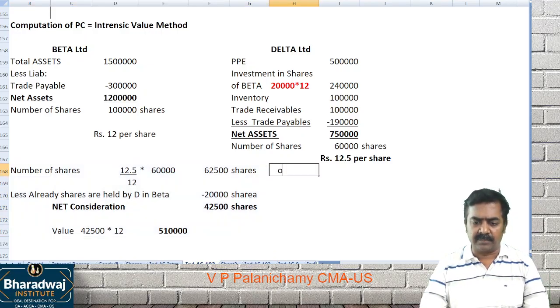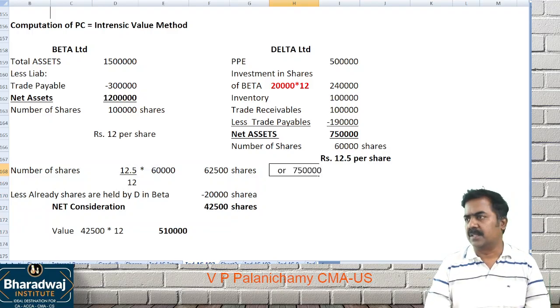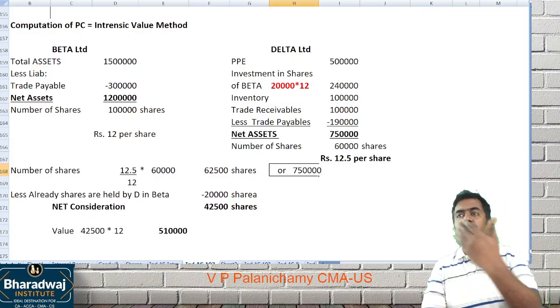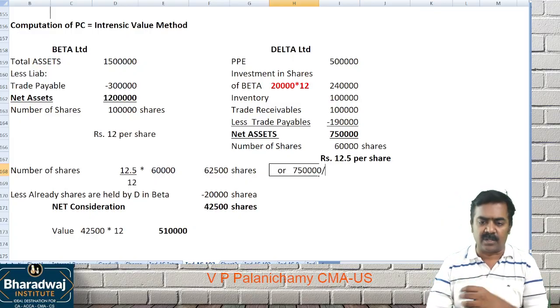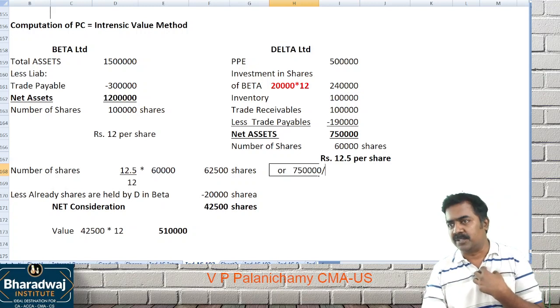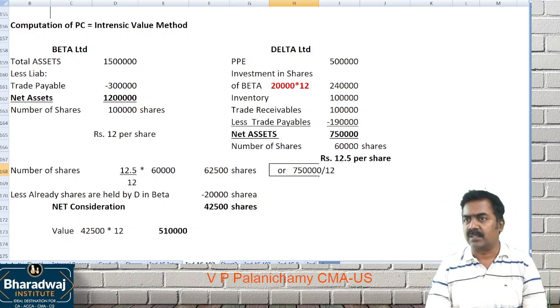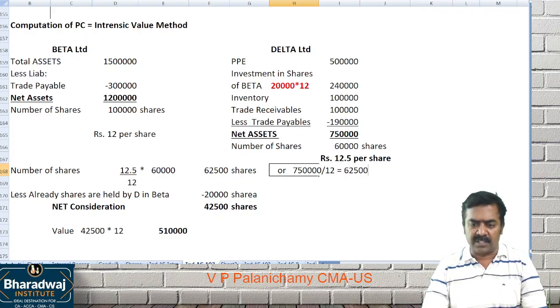Another method of working. What is the net assets of the seller? 7,50,000. I have to pay you. You are the seller, let us assume. I have to pay you how much? 7,50,000 divided by my company's share value, as I am going to allot my company shares. What are my company's shares worth? 12 rupees. Now, எவ்வளவு shares வரும்? அதே 62,500 shares தான் வரும்.